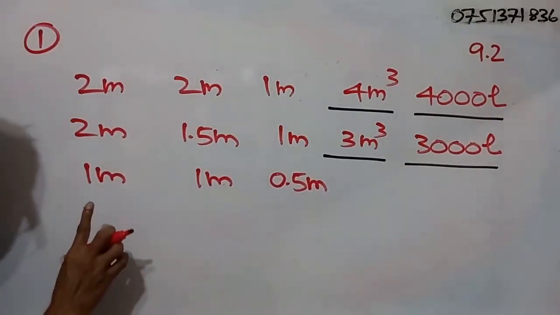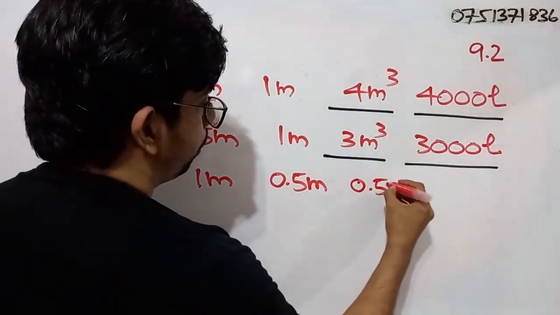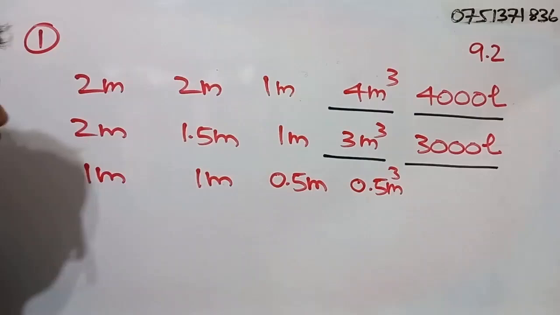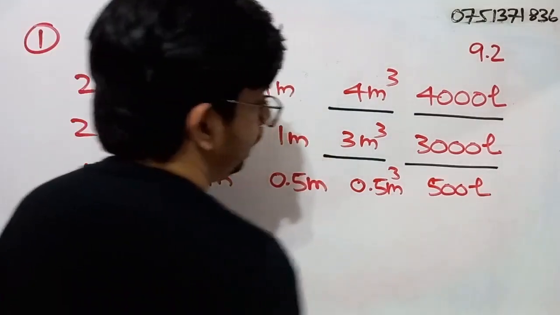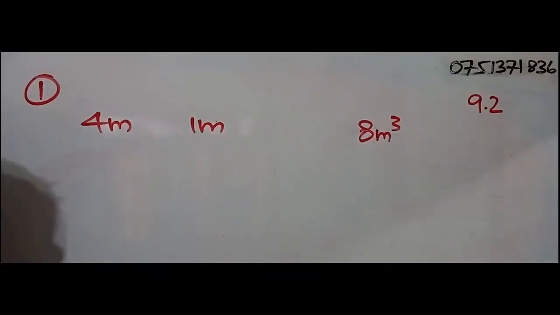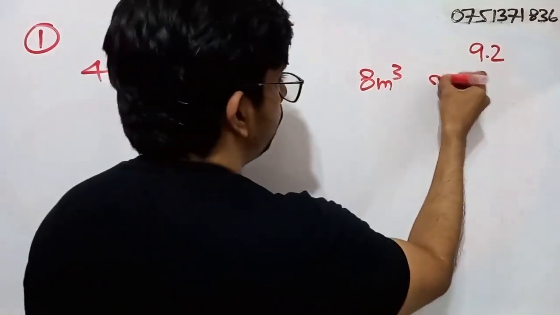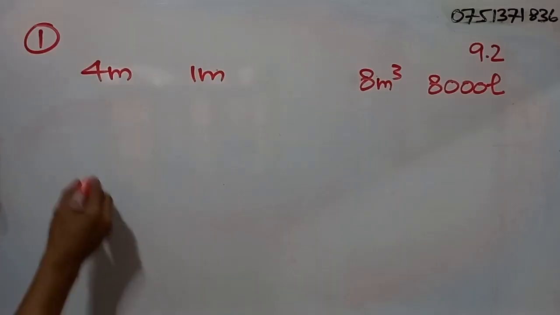Okay, so next we have length, height and width, right? So here what do we get? 0.5 cubic meters. And what will be the value in liters? 500 liters. So these are the two spaces that we need to fill. Okay, so in the next row, length and width is given to us. We have to find the height. And also the volume is given to us in cubic meters. We need to convert this into liters. So this will be 8000 liters.